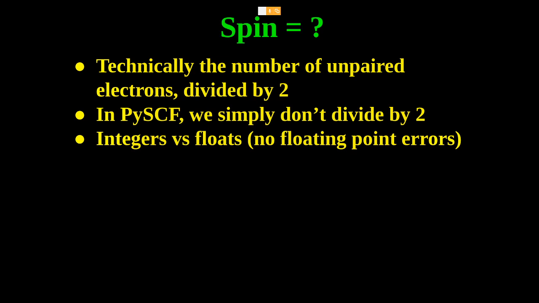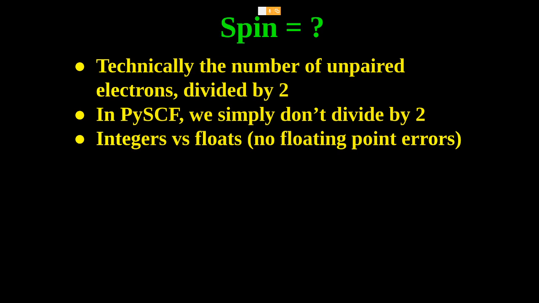That's also the way MolPro works, and also the way a lot of programs work. This way we're using integers rather than floats, so we don't have floating point errors. We don't run into machine precision issues. It's also just more convenient for programming to use integers, and more convenient for the input file. MolPro uses this. pi-SCF uses this.